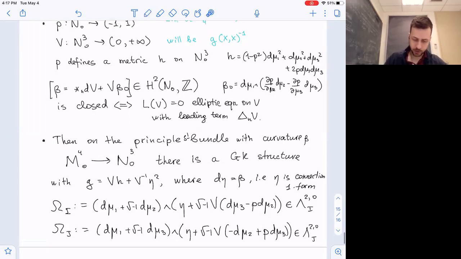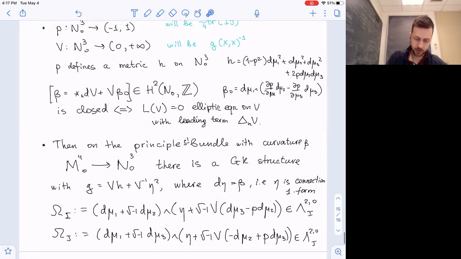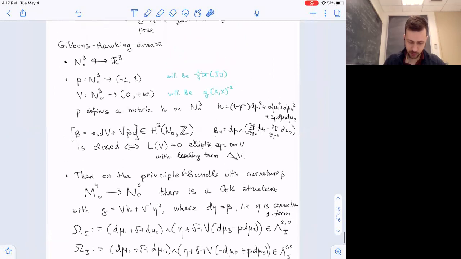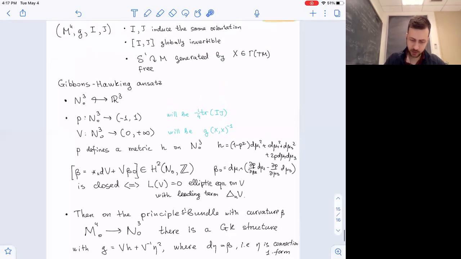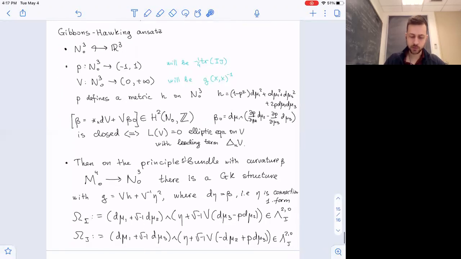So this procedure, this input data, defines necessarily a generalized scalar structure, and vice versa. Any generalized scalar structure with the assumed restrictions, that I and J have the same orientation, the commutator of I and J is globally invertible, and the action is free, arises necessarily through this ansatz.